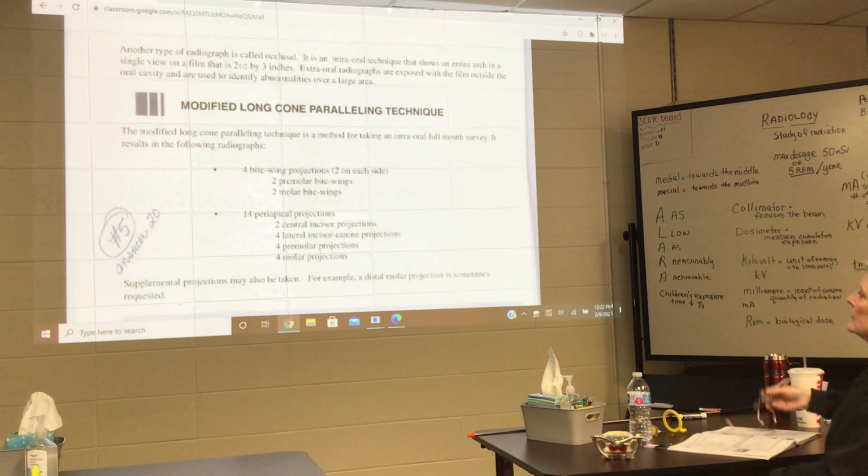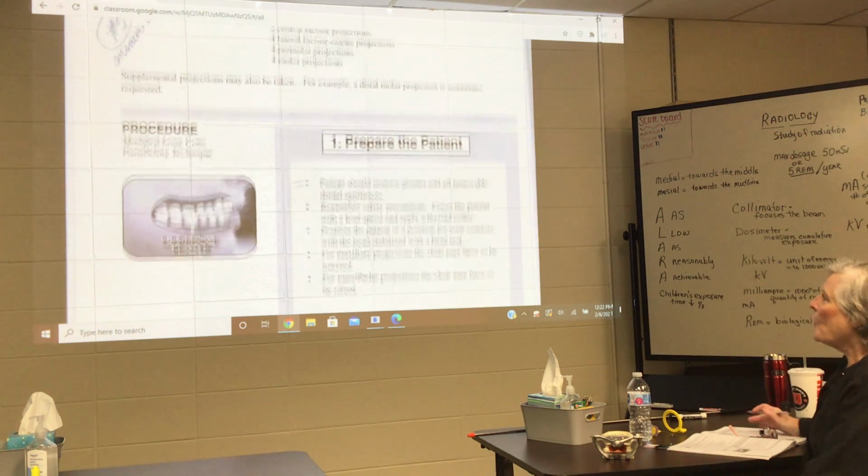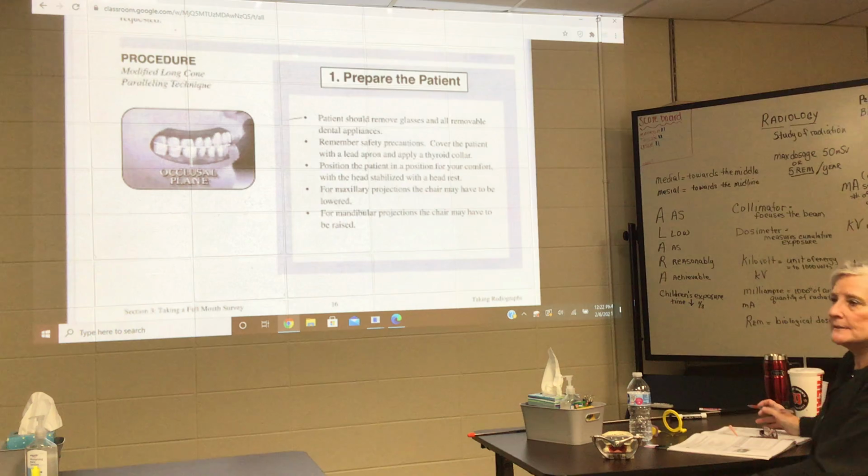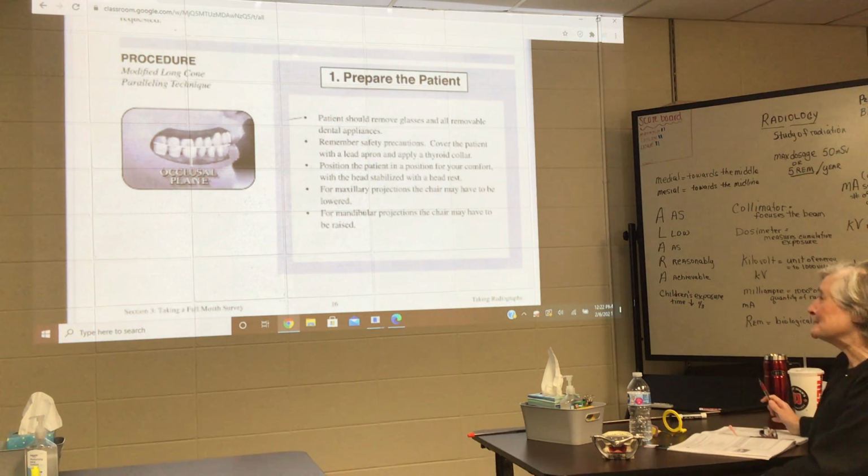Why do you think we need to remove glasses? Can it hinder the picture? Yes, but why?